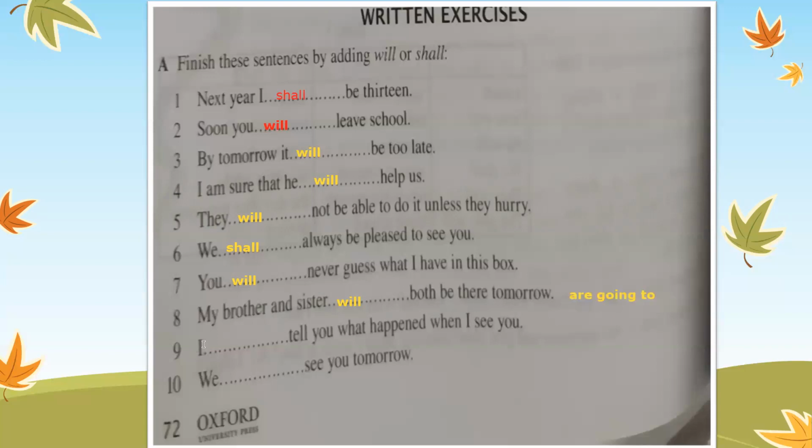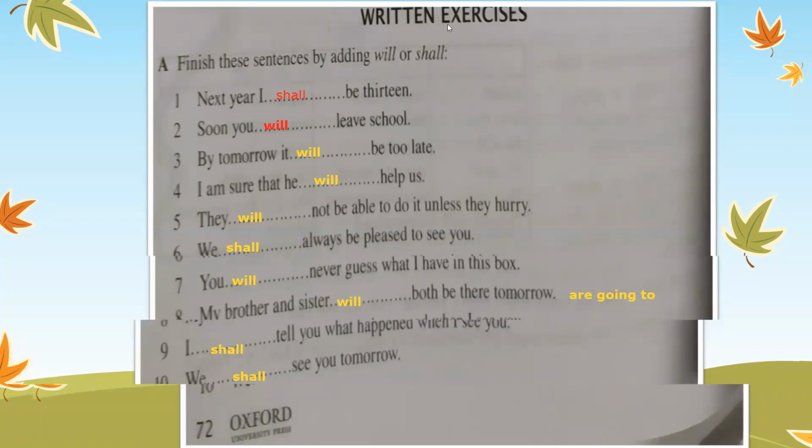You can add. Number 9: I tell you what happened when I see. So number 9, I shall, good. And the last one: we see you tomorrow. We shall or will. We shall see you tomorrow. Dear students, you can see over here that the blanks are done in the written exercise on page number 72. I tried to write with different colors, which might be very clear to you. Have a look, dear students.